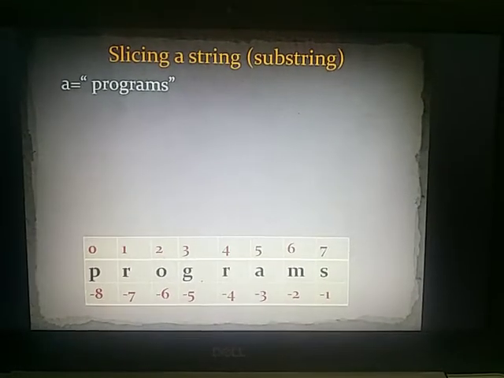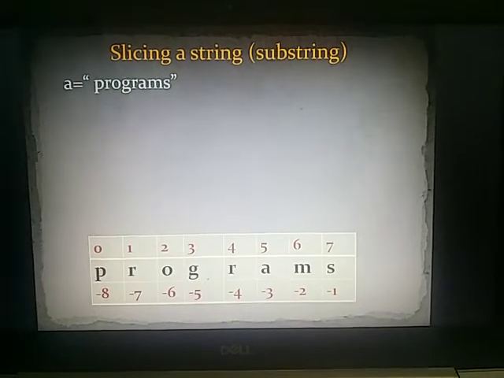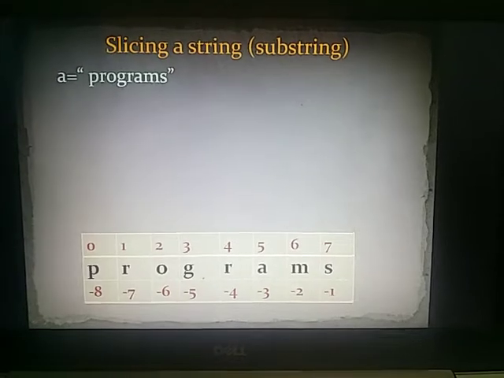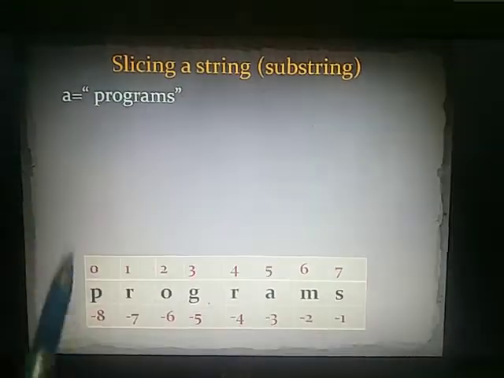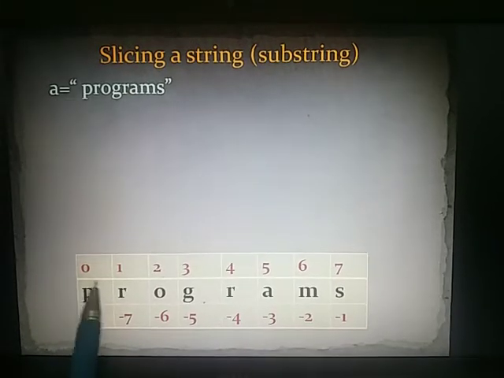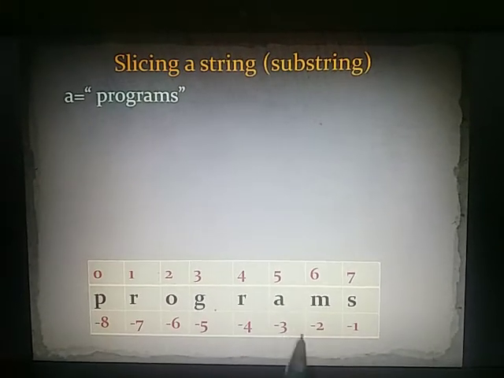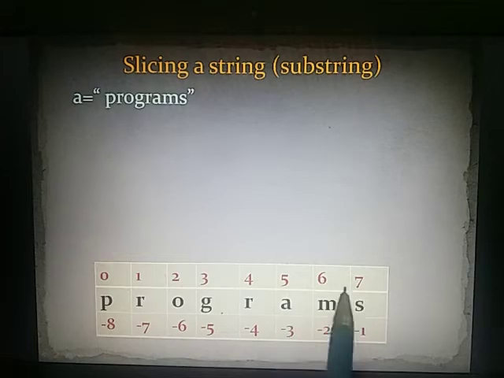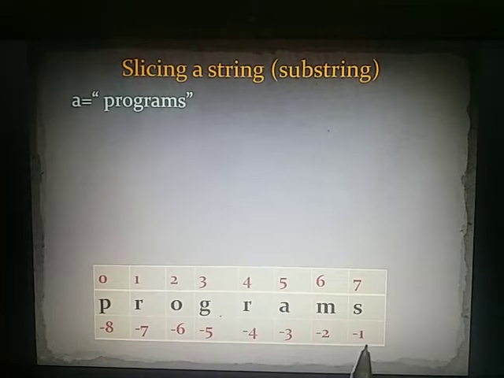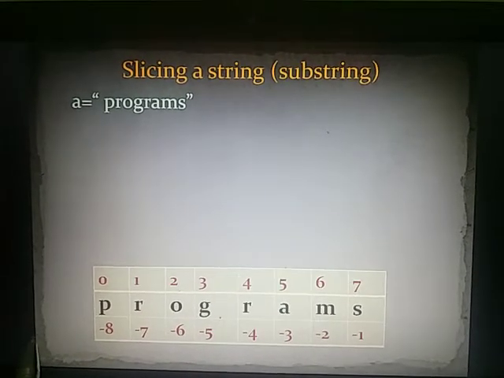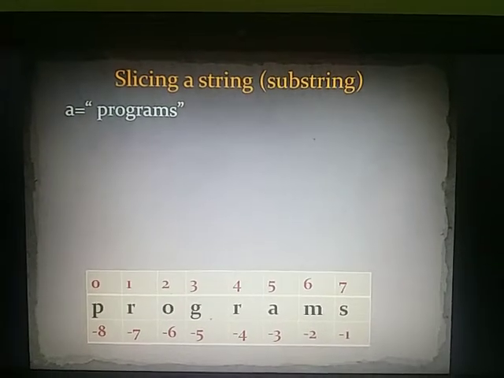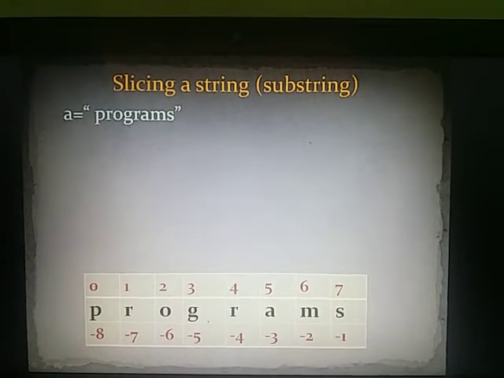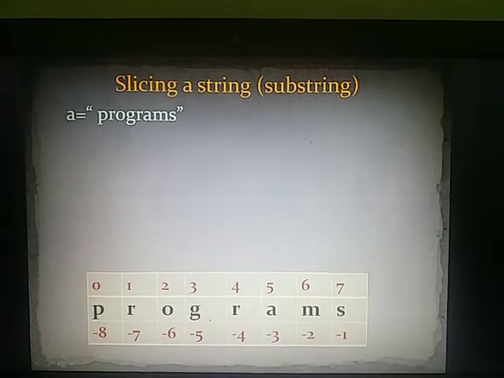Now we are going to discuss slicing. Whenever you store any string, like if I take a equals to "programs", it will be stored in the computer like this. The order will be from 0 to 7 left to right, and -1 to -8 right to left. Now if we want to extract some part of the string, we have to take the help of slicing. It is also called a substring.